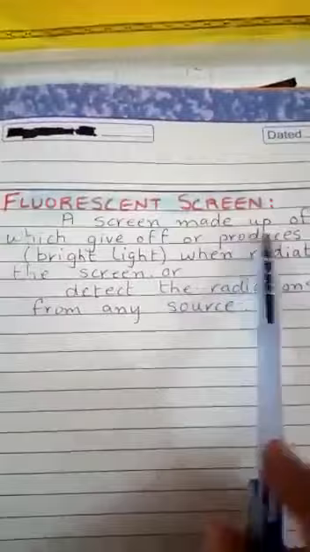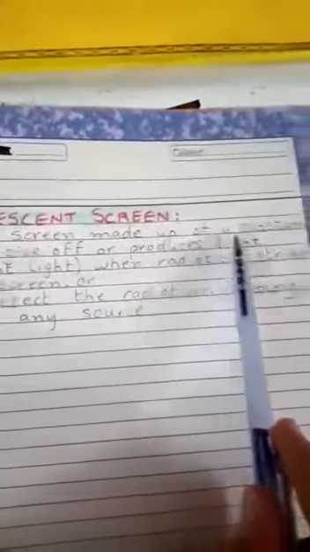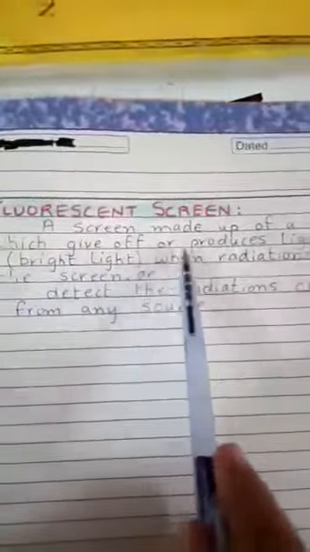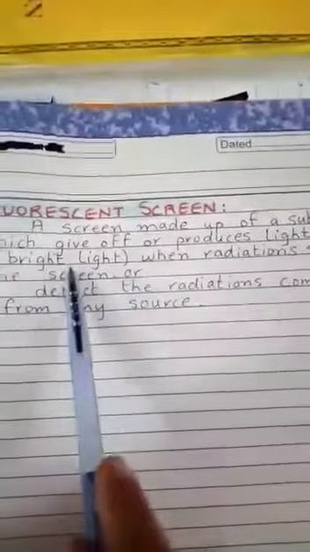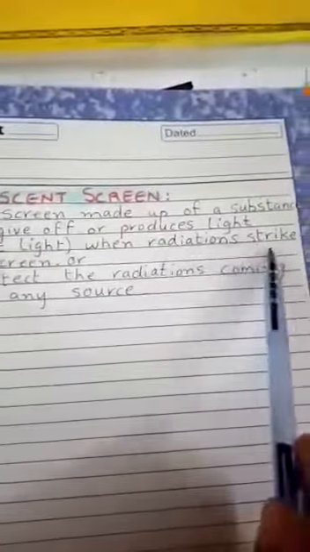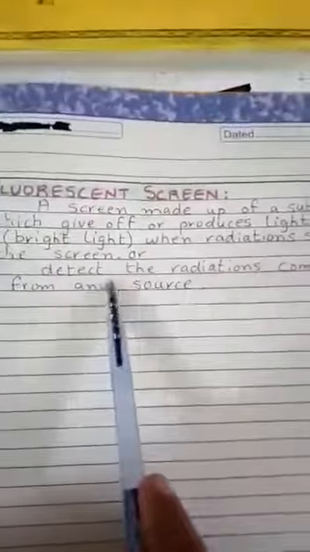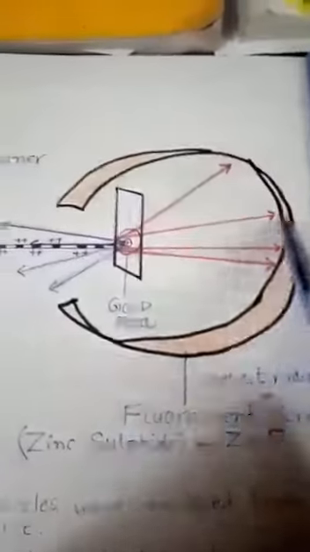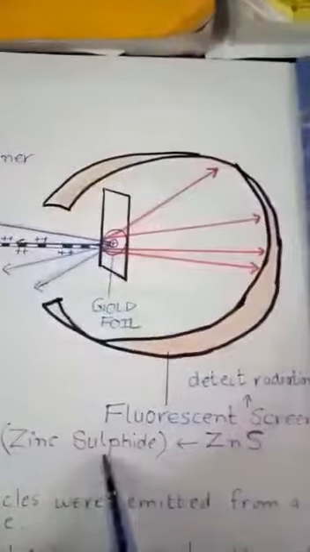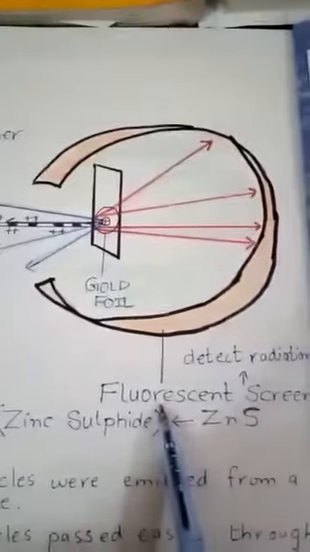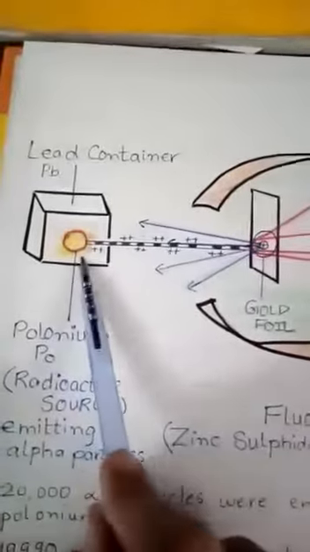Next is the fluorescent screen. Now what is a fluorescent screen? A screen made up of a substance which gives off bright light when radiation strikes the screen, or detects the radiations coming from any source. If you see over here, this is the fluorescent screen. It is made up of zinc sulfide. The function of this fluorescent screen is to detect the radiations coming from any source.